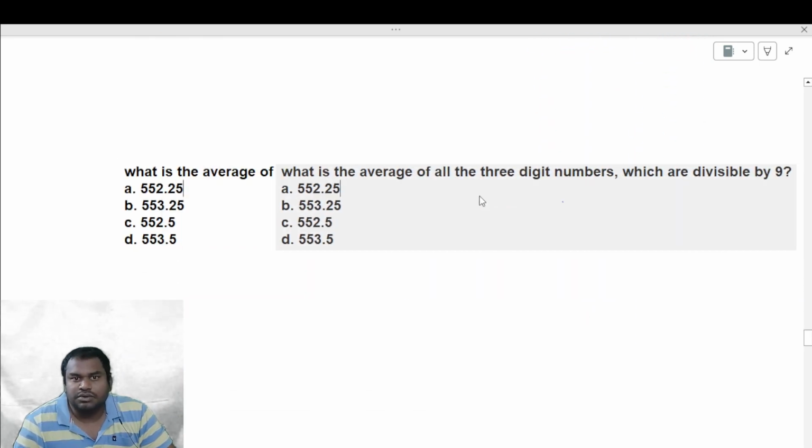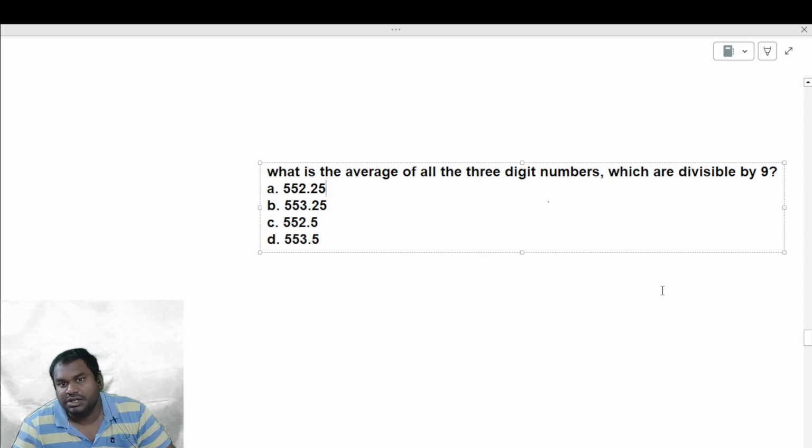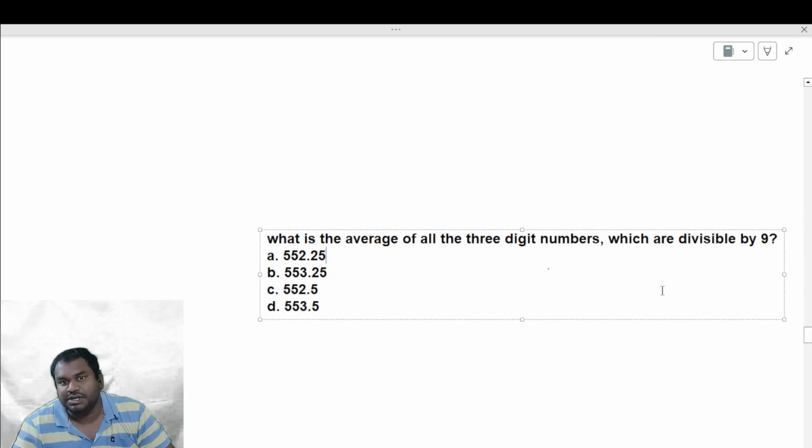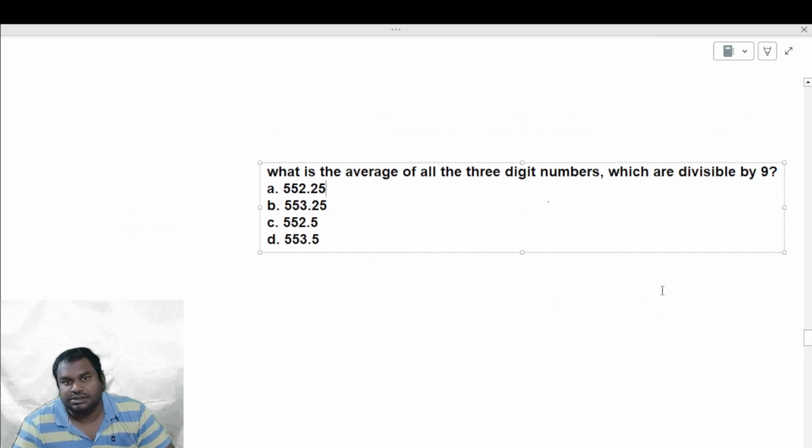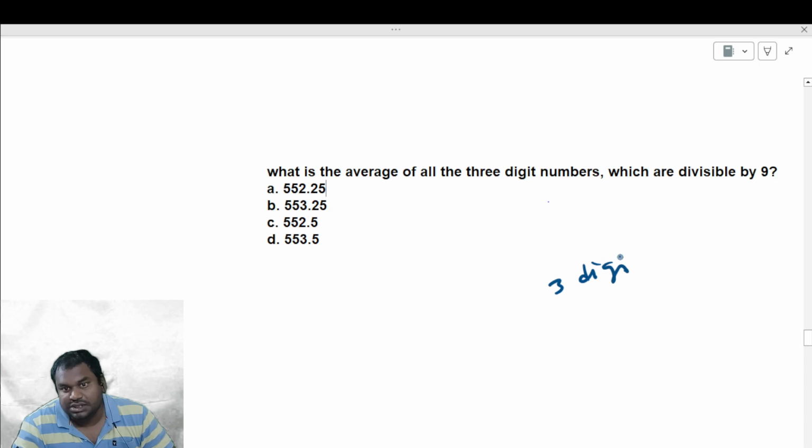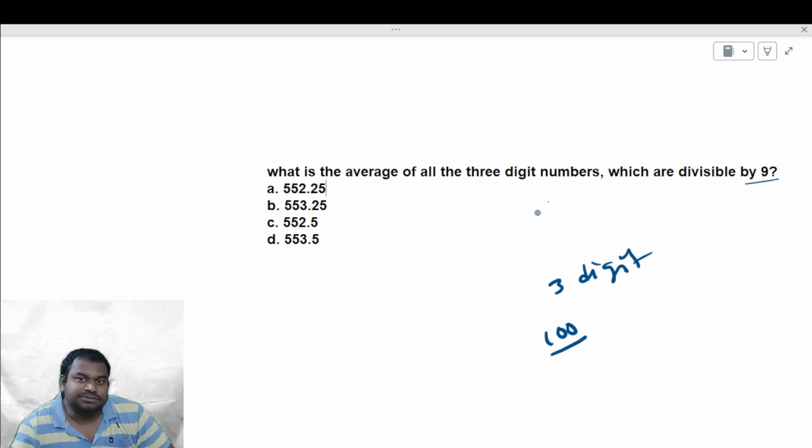Next. What is the average of all the 3-digit numbers which are divisible by 9? See, he is asking all the 3-digit numbers. 3-digit numbers means the number which starts from 100 is the beginning of the 3-digit numbers. So after 100, what is the number which is divisible by 9? From 100, we need to check all the 3-digit numbers. Okay.